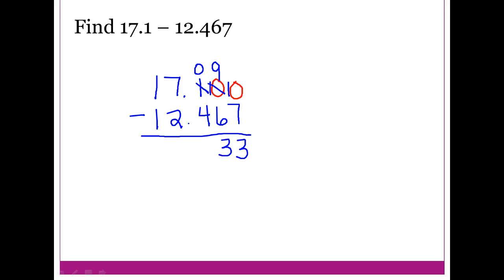So now we're going to have to borrow here, subtract 1 and make it a 6, and add 10 on to that position. So 10 minus 4 is 6, and we can continue subtracting, and 1 minus 1 is 0. So our answer is 4 and 633 thousandths. Hopefully that's what you got too.